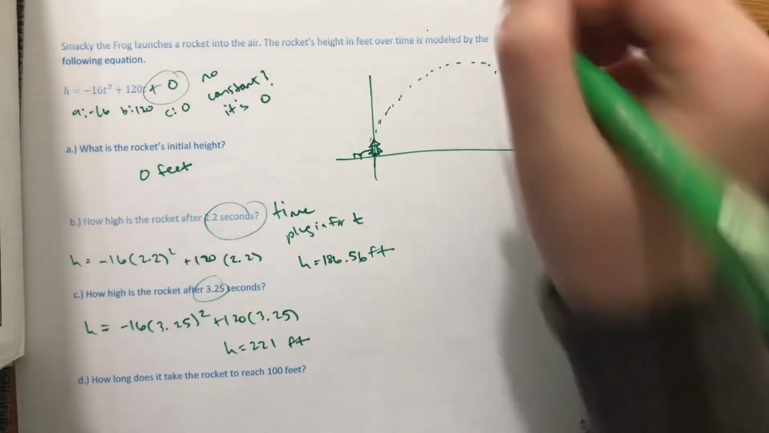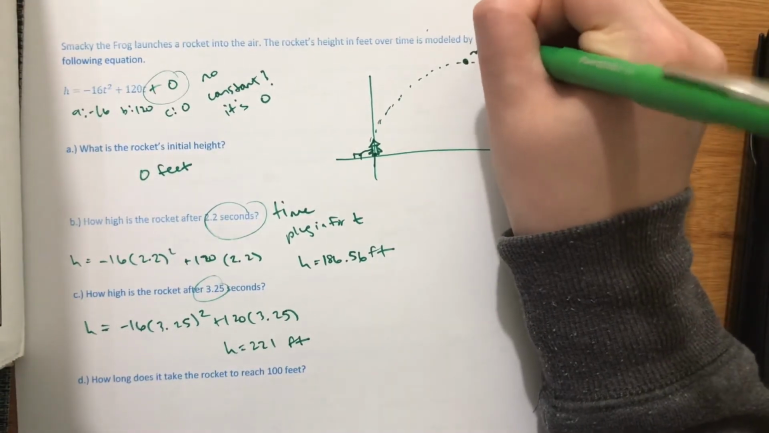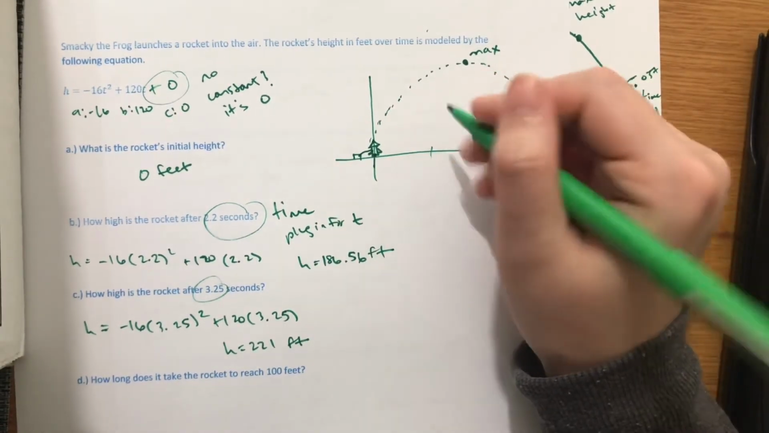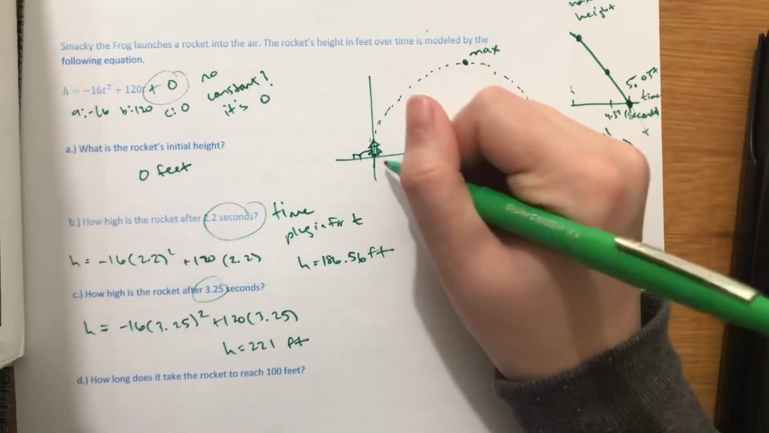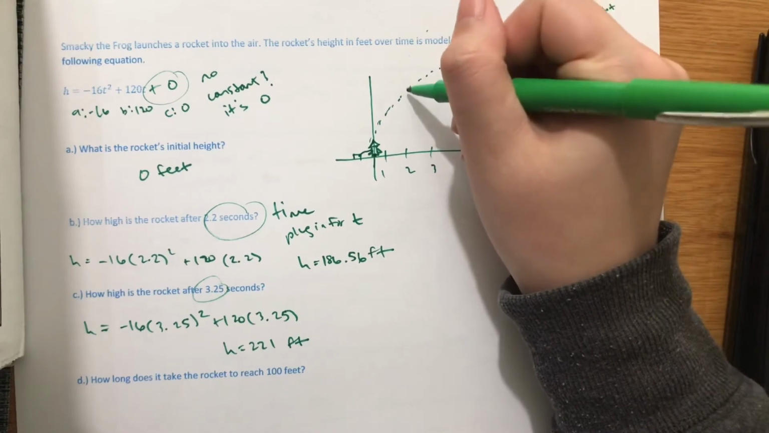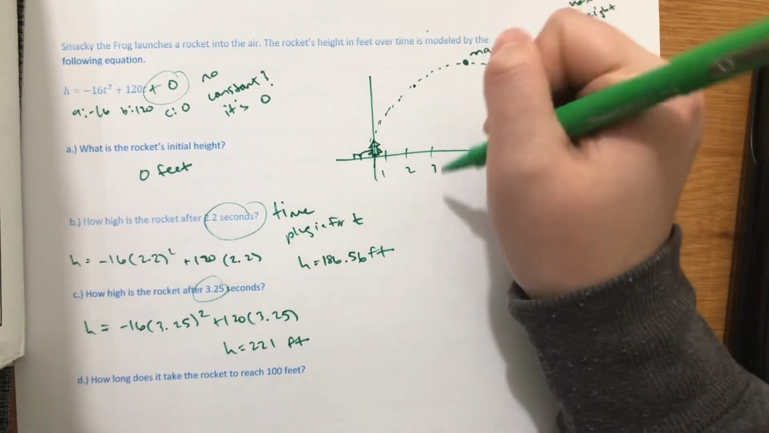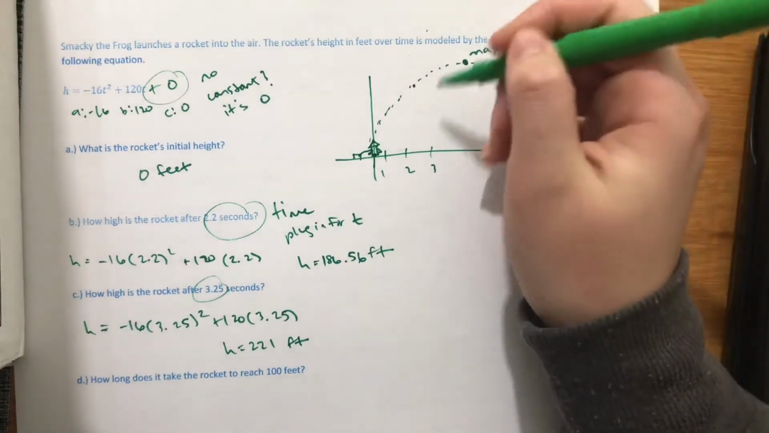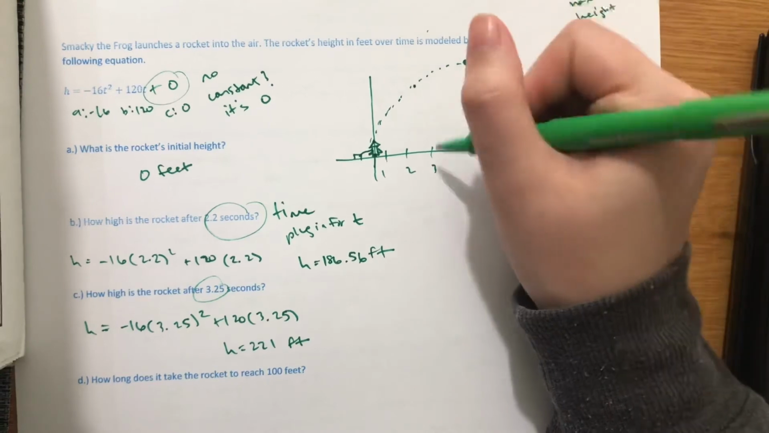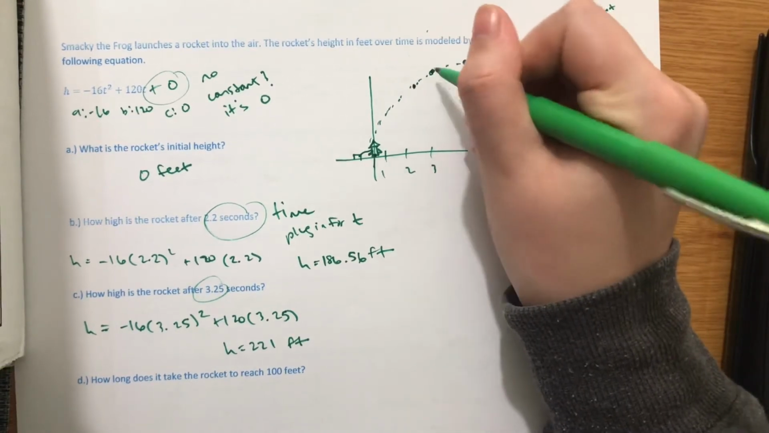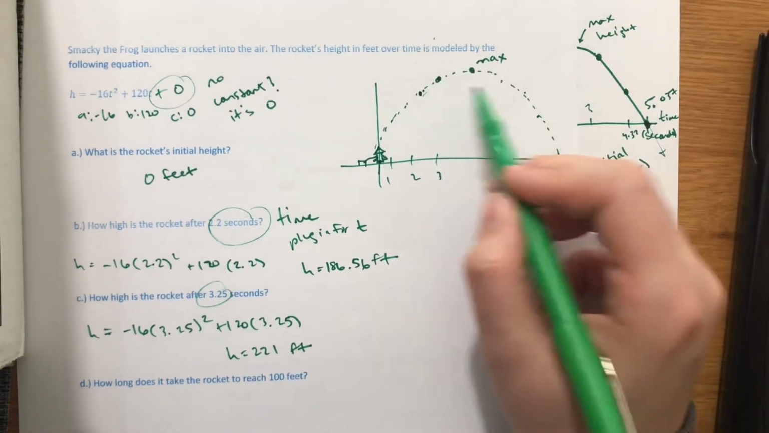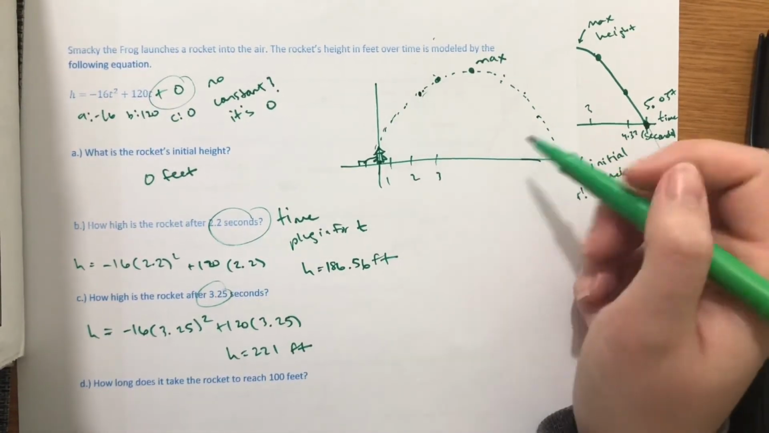So I don't know what the maximum height is, but here's the maximum height it hits. After 2.2 seconds, it's at 186 feet, 187 feet, sure. And then like a second later, at 3.25 seconds, it's at 221. So that means we're on our way up to the max. There's also a second time where we would be at that height because of the parabola shape.